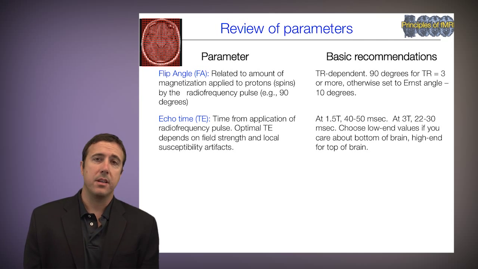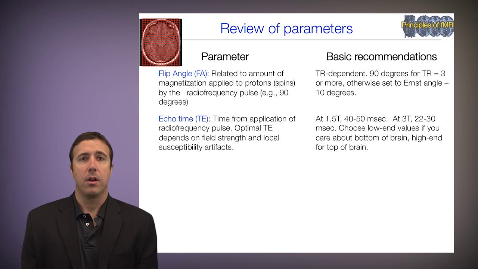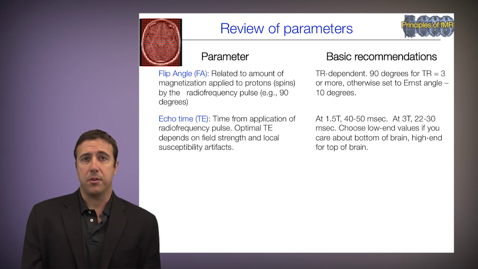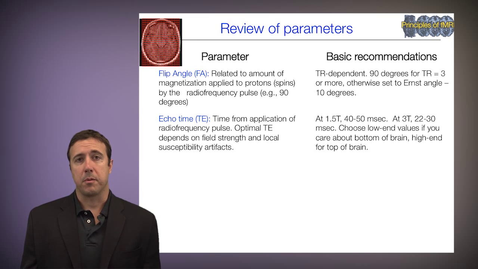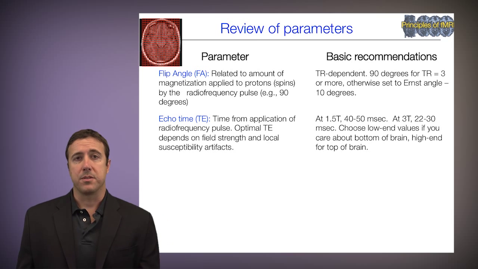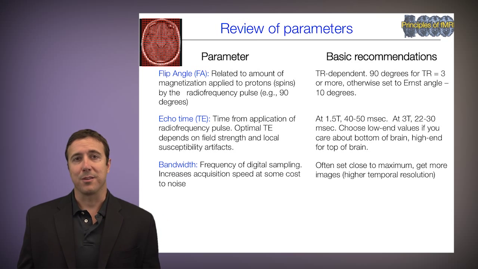So at 1.5 T, 40 to 50 millisecond TEs are optimal. At 3T, about 22 to 30 milliseconds is a good range. On the lower end, if you really care more about the bottom of the brain, and at the higher end, if you care more about the top of the brain. There are optimized sequences which have slice-specific TE values.